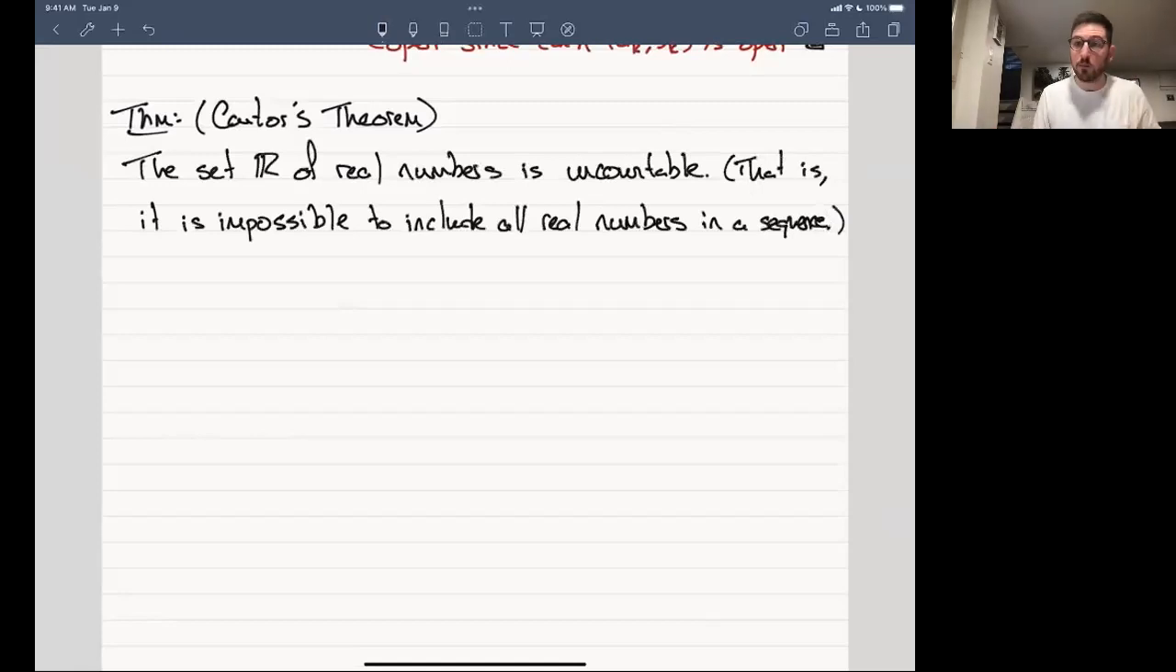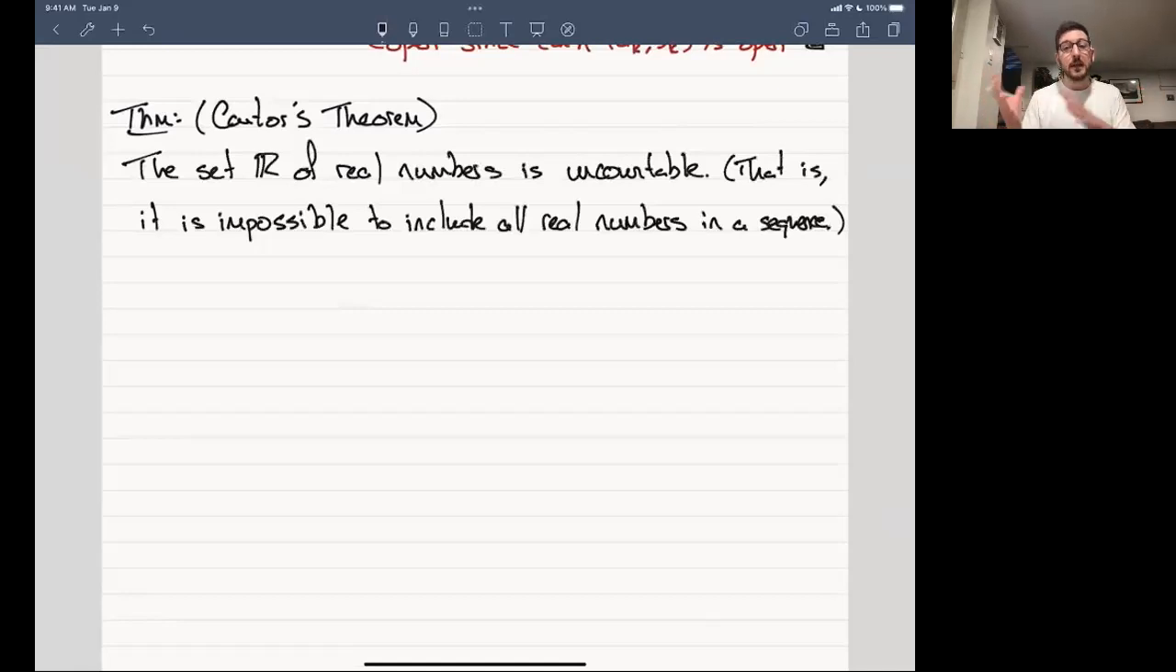Now, what we showed with the previous examples is that you can build a sequence of all rational numbers, right? I did it. I constructed it. I did it with a picture, and then I showed you what the process was. In this case, you can't do it for real numbers. The real numbers are bigger. They are what are called uncountable.